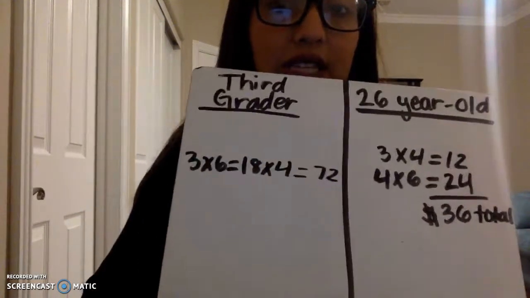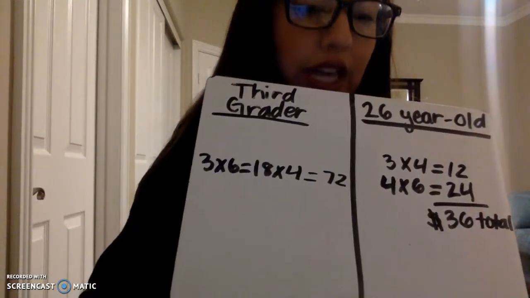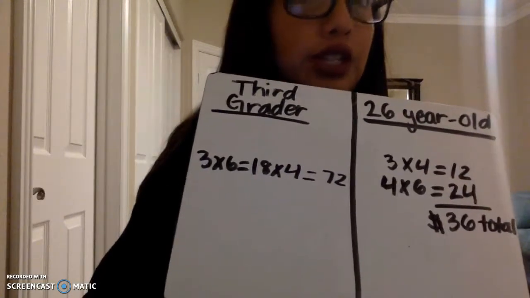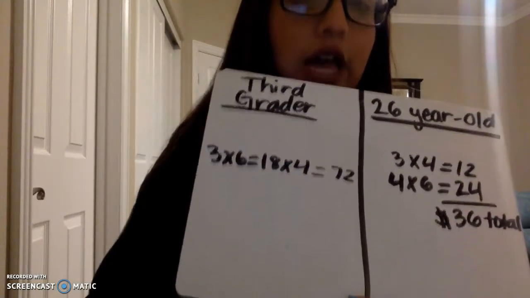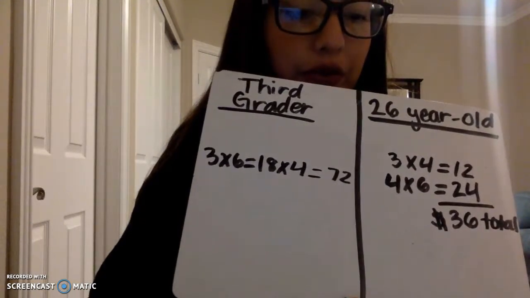So in this case, the third grader solved it wrong, and I'm not exactly sure what they were thinking. I mean, they have the correct numbers in there, they just didn't do their computation right. And then in this case, the 26-year-old did solve the problem perfectly.